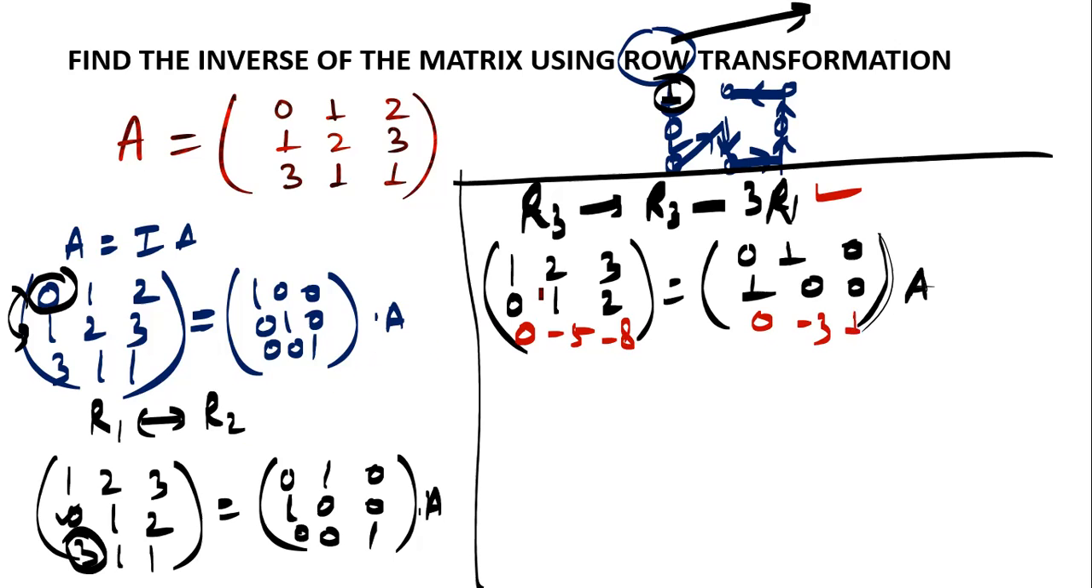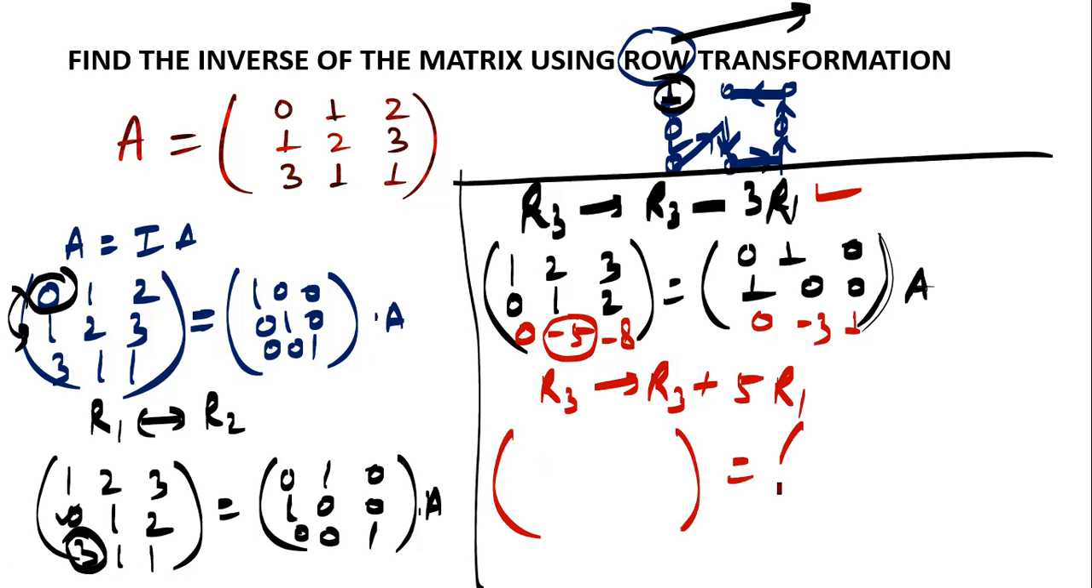Now the next step. 1, 0, 0. 1 is already there. I have to make it 0. Again change in R3. I can multiply R2 by 5 and can add in R3. R3 plus 5R1. No change in R1 and R2.